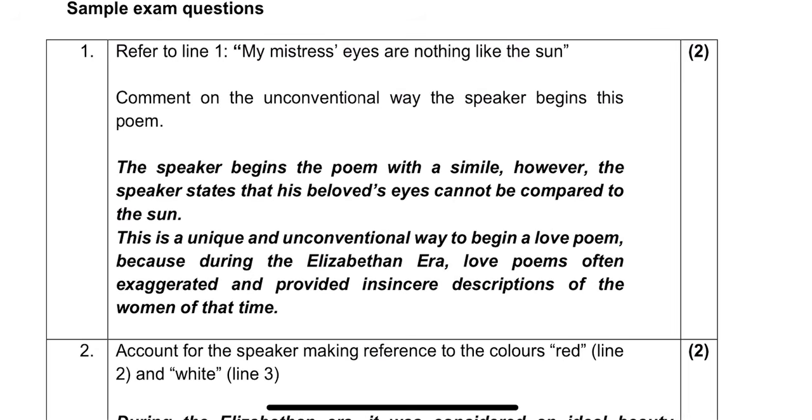Comment on the unconventional way the speaker begins this poem. So 2 marks, 2 points. The speaker begins this poem with a simile, we all know. However, the speaker states that his beloved's eyes cannot be compared to the sun. This is a unique and unconventional way to begin a love poem. I see there's a mistake there, it's supposed to be a unique, because during the Elizabethan era, love poems often exaggerated and provided insincere descriptions of the women of that time.